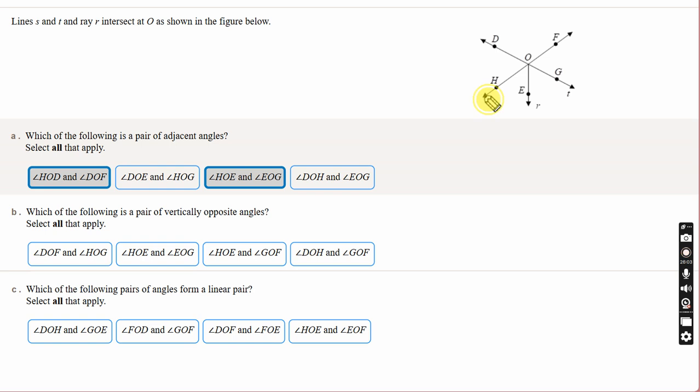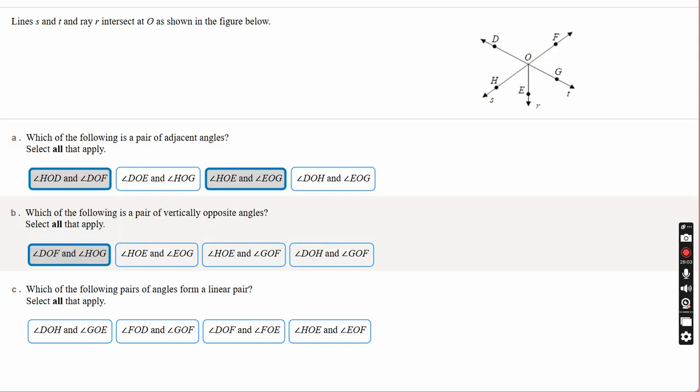Let's check that. DOH and EOG, right? Now these seem like vertical angles and not adjacent angles because they don't have a common ray. So let's remove that. Now the next one, DOF and HOG. Now vertical angles are exactly what I've drawn there, the yellow, the two opposite V's that are forming. Okay, so this is exactly how it's supposed to be.